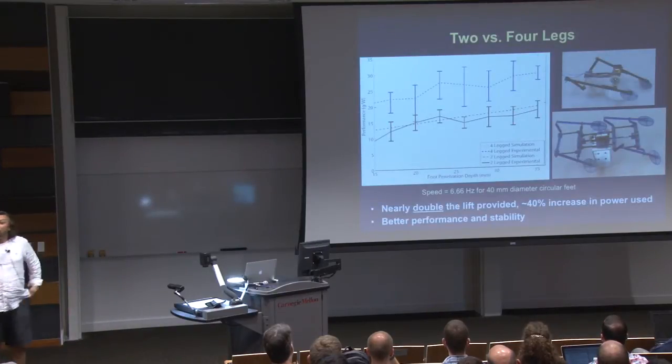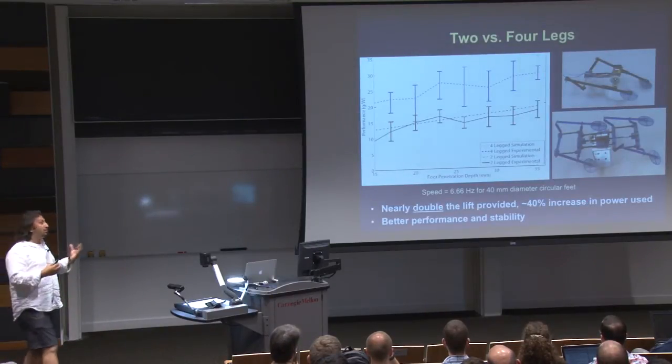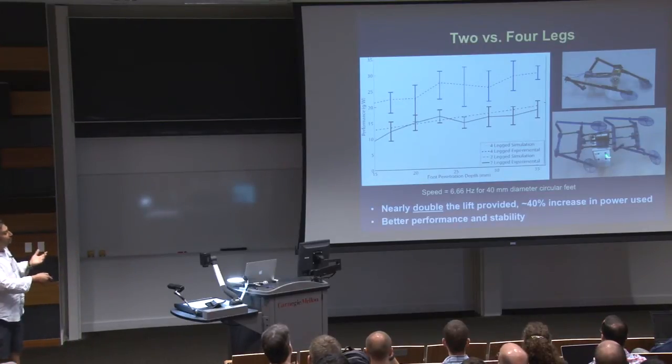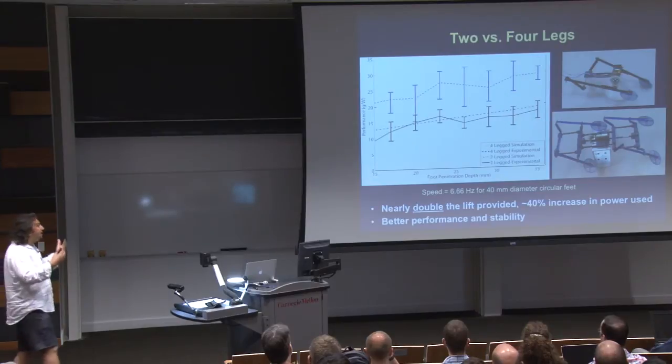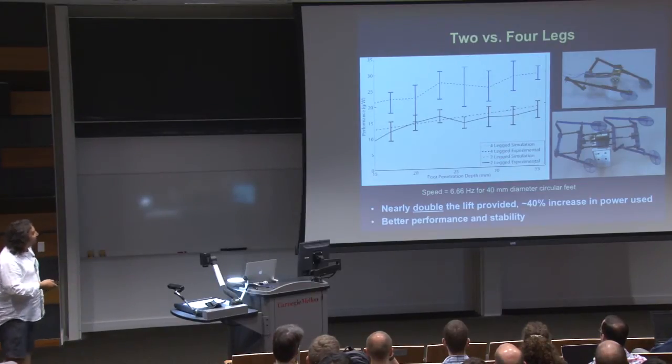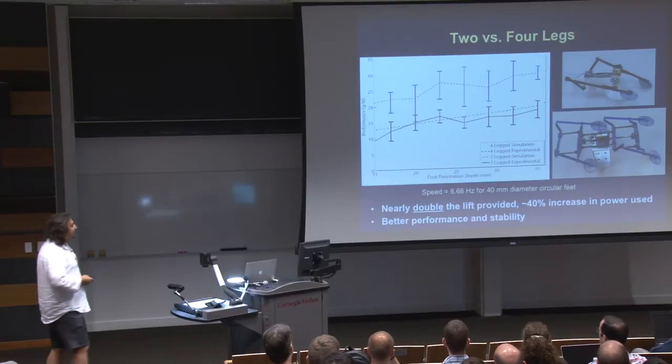Then we started with, of course, the same biomimicry. We first tried to make a biped robot, and then we also tried a quadruped, even 8 legs. So what's the effect of the number of legs? An interesting thing we figured out is that going from 2 legs to 4 legs, you gain almost double the lift force for a given leg design, the optimal leg design.